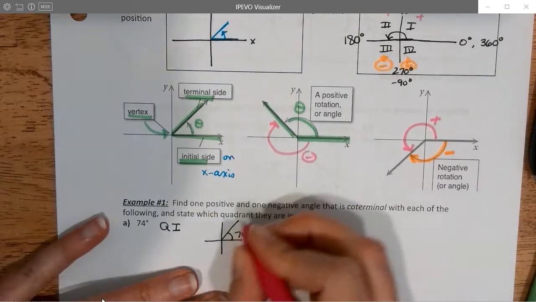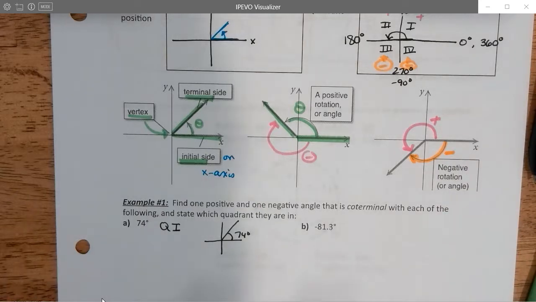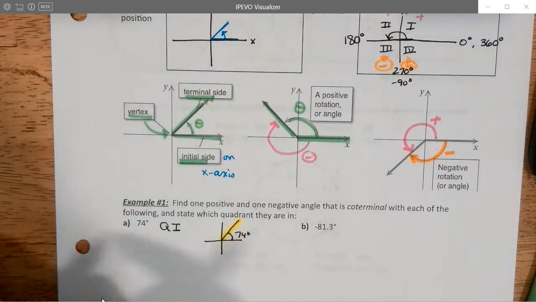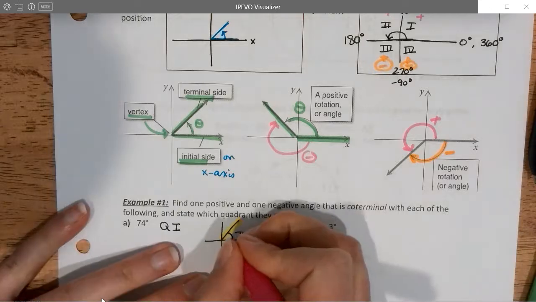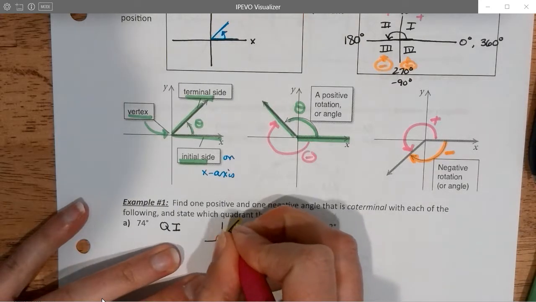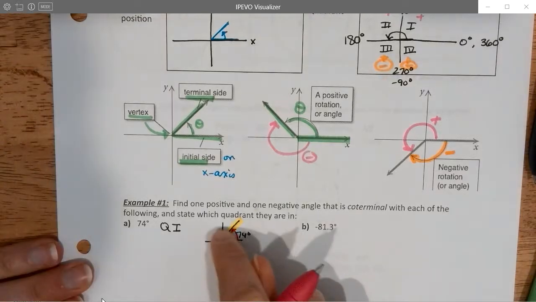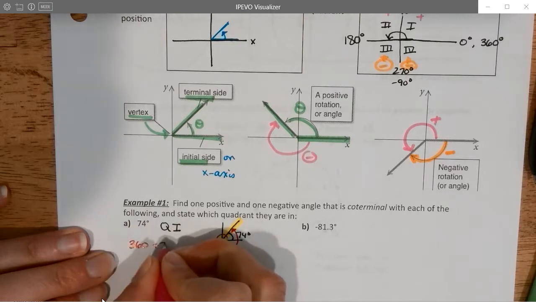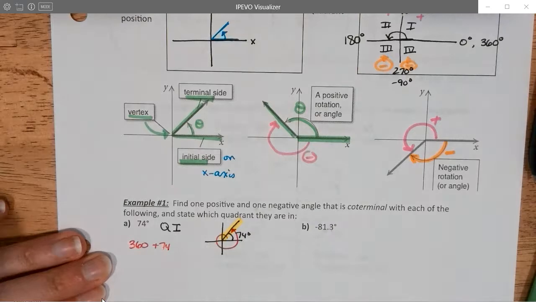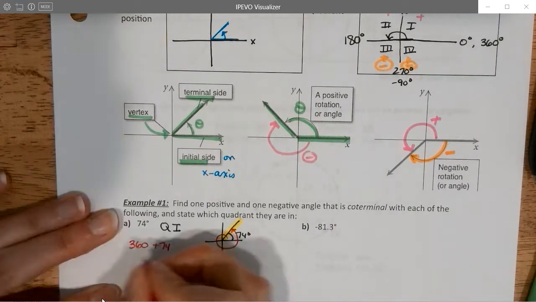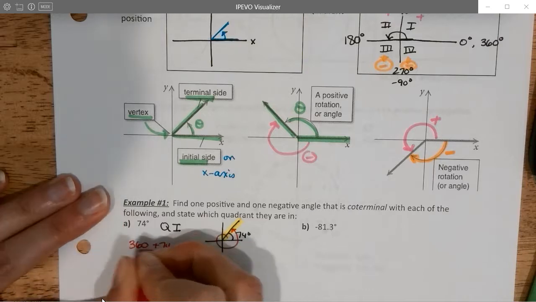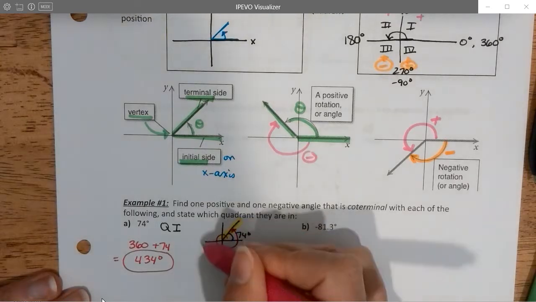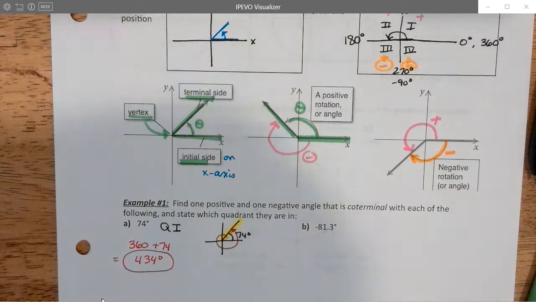For the positive coterminal, the coterminal side must be the same, so I cannot draw this in a different spot. I cannot put this in quadrant 2, 3, or 4. It's going to be in quadrant 1. It has to be coterminal, which means the terminal side is the same. But I can wrap around all the way and get there again. In that case, I went all the way back to 360 and another 74 beyond it. So the angle that is 360 plus 74 is 434 degrees, one possible positive coterminal. I could find another by going around again, 360 twice back to my angle, or 3 times back to my angle.